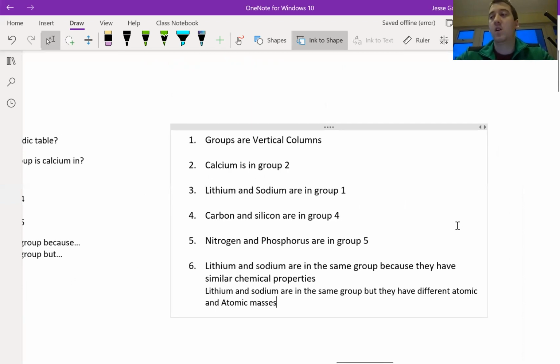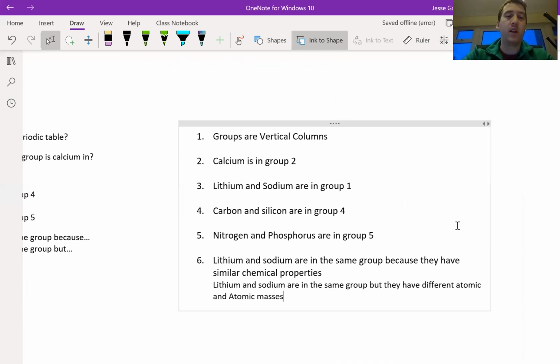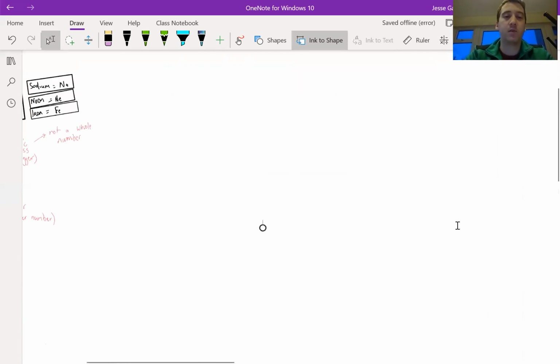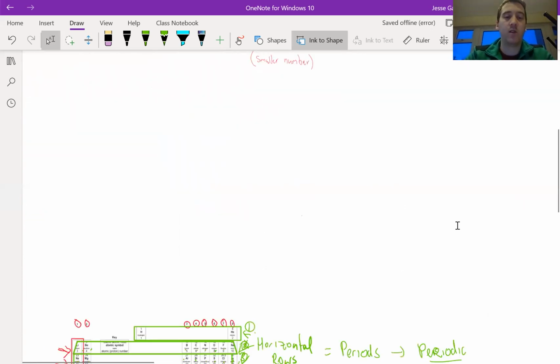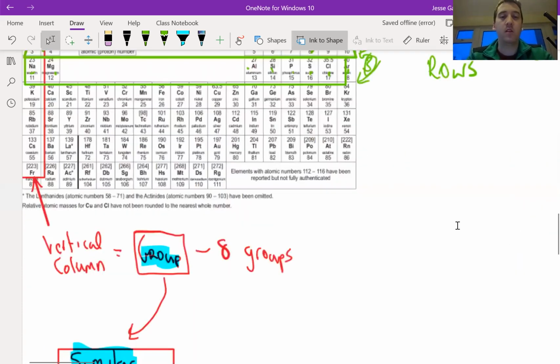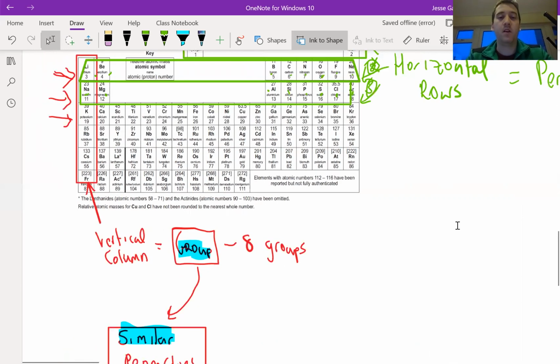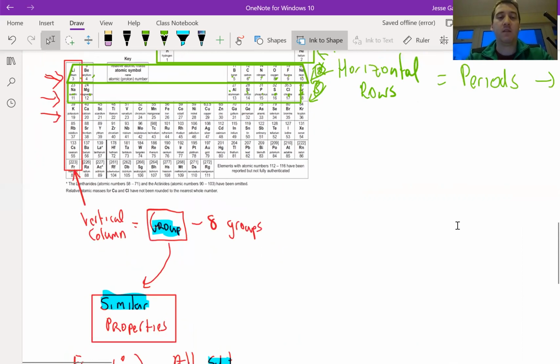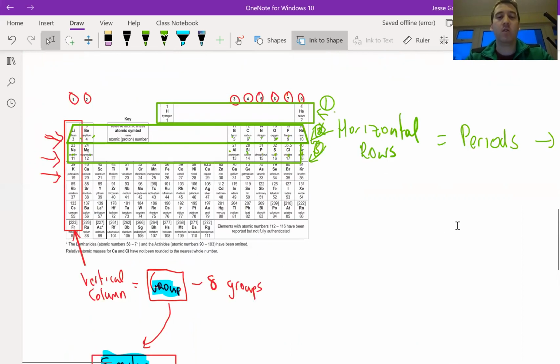Okay. Now, we're just going to very quickly go back and recap it again. That set of questions was about groups. A group is a vertical column. There are 8 groups, and all elements within the same group have similar properties. A horizontal row is called a period. So the top line here, this is period number 1. It contains hydrogen and helium.